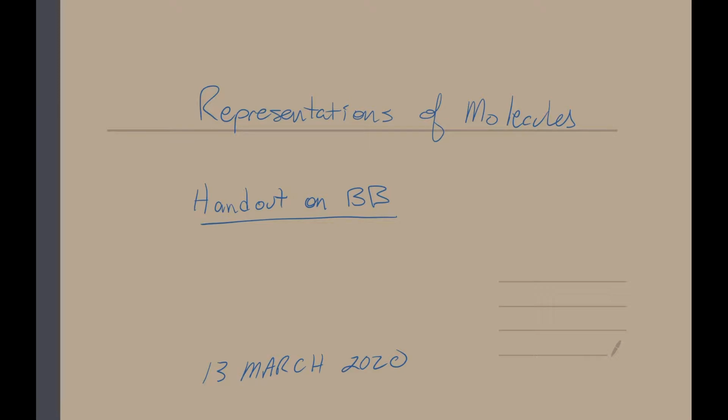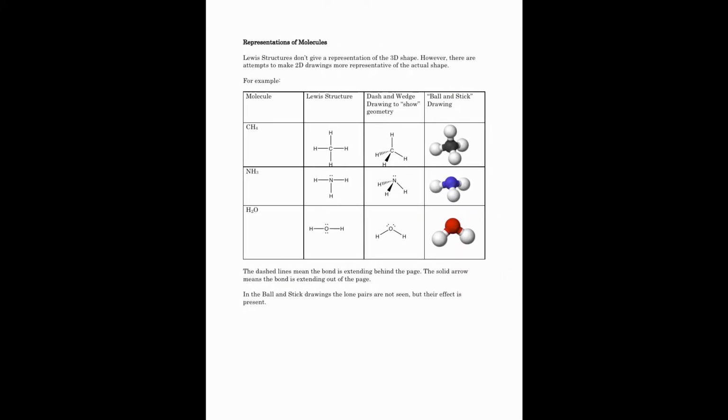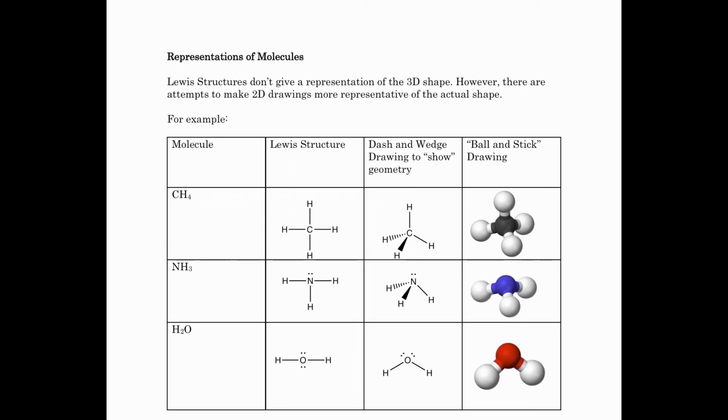So we can draw molecules a lot of different ways. We've already seen that. We can represent molecules with Lewis structures, but remember the important thing about the Lewis structure is it doesn't give a representation of the three-dimensional shape. We can use the Lewis structure to figure out the three-dimensional shape, and that's what we do with VSEPR. And so once we know the three-dimensional shape, we can use VSEPR and its results to try to visualize the molecule in a little bit more accurate manner.